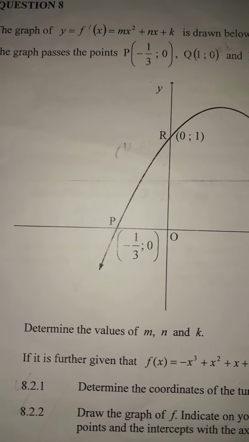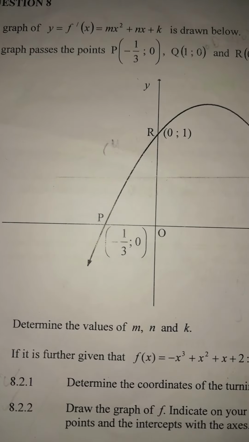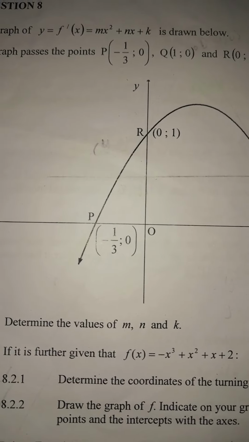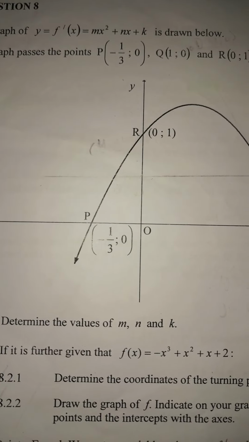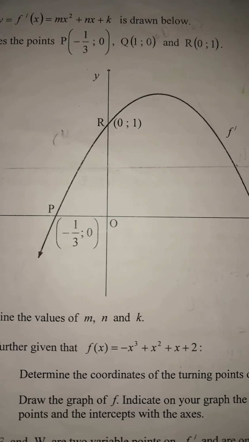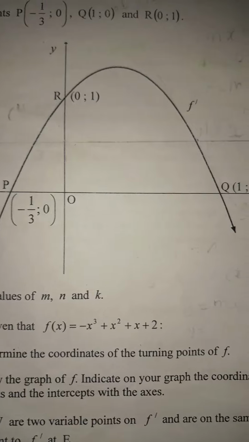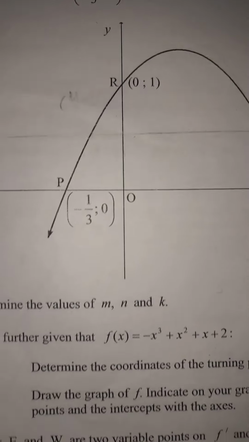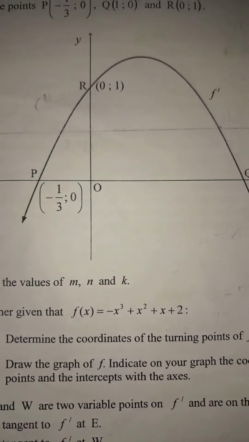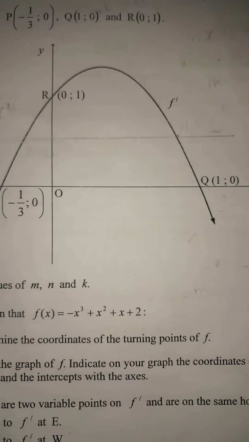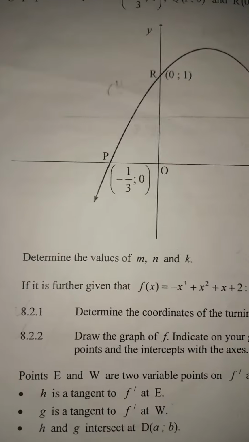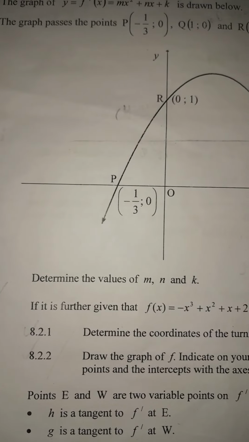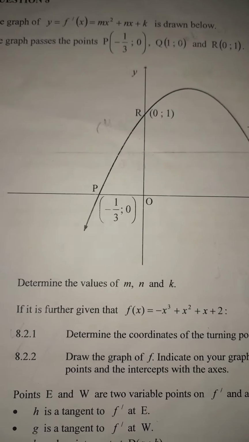Then the graph passes through the point P (-1/3, 0), and Q is given as (1, 0) as shown in the graph, and R is given as (0, 1). It's a y-intercept. So P and Q, note that they are x-intercepts. So we are required to find the values of M, N, and K.